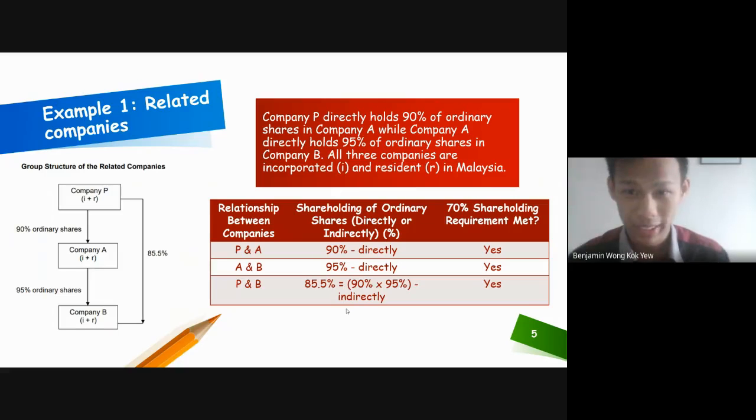Okay. Example one, company P holds 90% of ordinary shares in company A, while company A holds 95% of ordinary shares in company B, and all three companies are incorporated and resident in Malaysia. Based on the table you see on the left, P holds 90% of A, A holds 95% of B, so P actually controls B as well. If you multiply 90% by 95%, they indirectly own 85.5%. So basically, it already meets the 70% shareholding requirement.